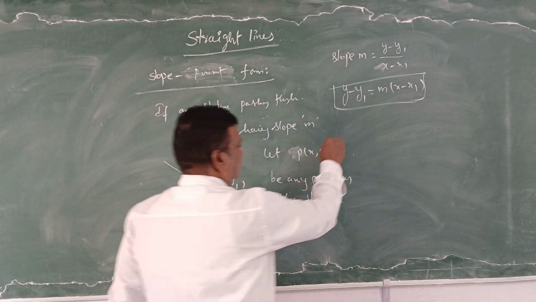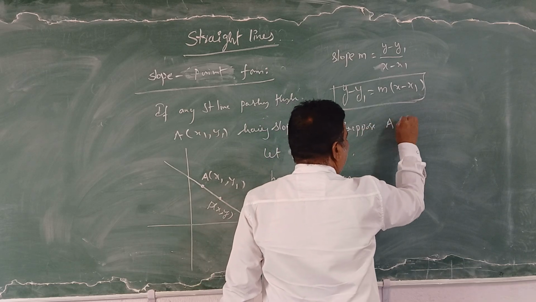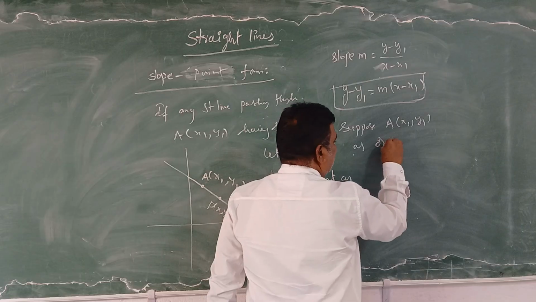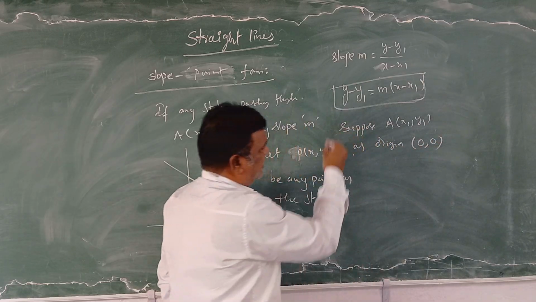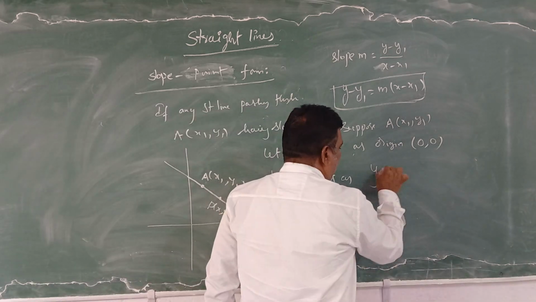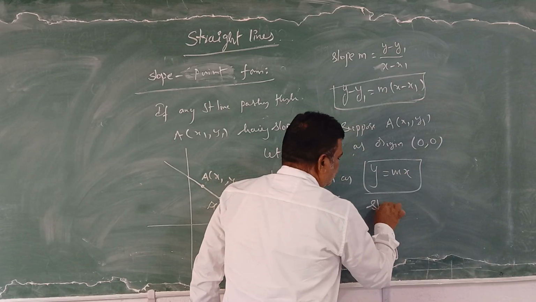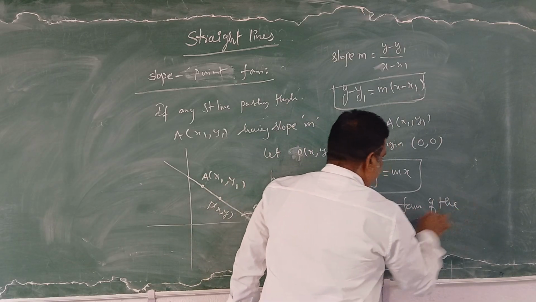Suppose you take A (x1, y1) as the origin, meaning (0, 0), then this equation is going to be transformed into y is equal to mx. This is called the slope form of the straight line.